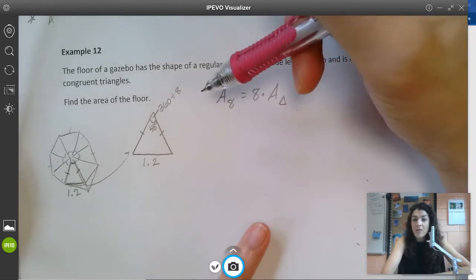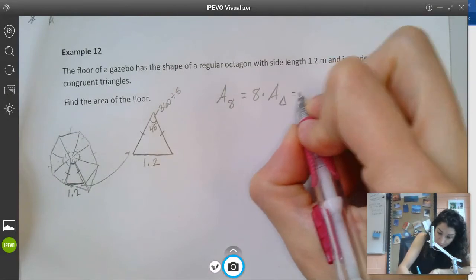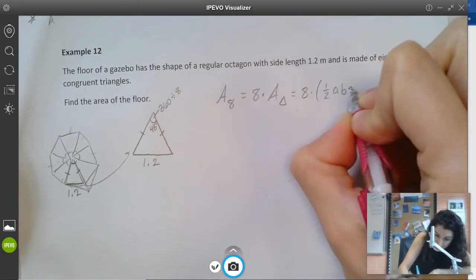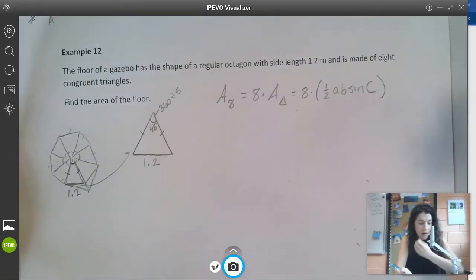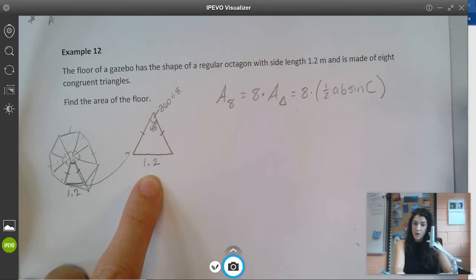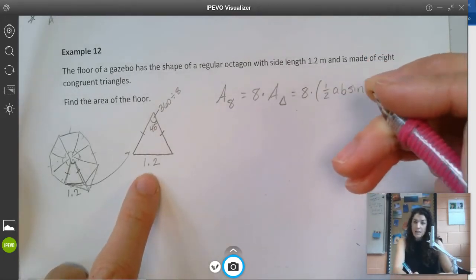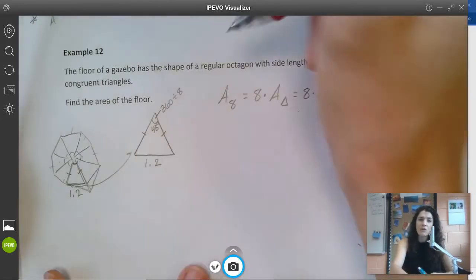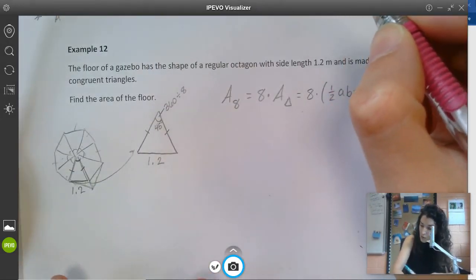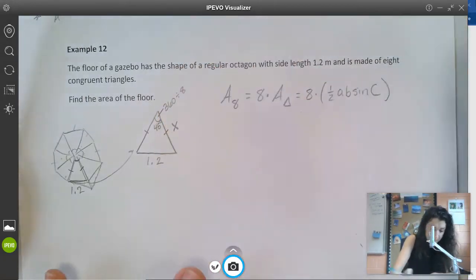So now that we have all of that information, we know that in order to find the area of a triangle, we have to do 1/2 AB sine of C. And I'm going to take stock of what I have. I've got one side length and one angle, which means I need to solve for another side length. Let's see if you can figure out on your own how to solve for a side length. Go ahead and solve for this side length right here.